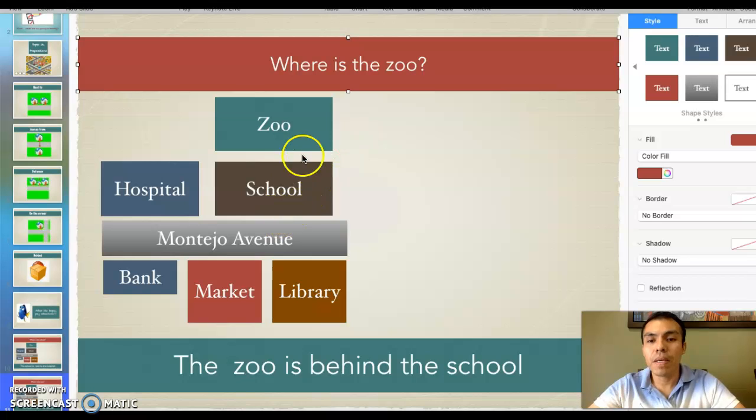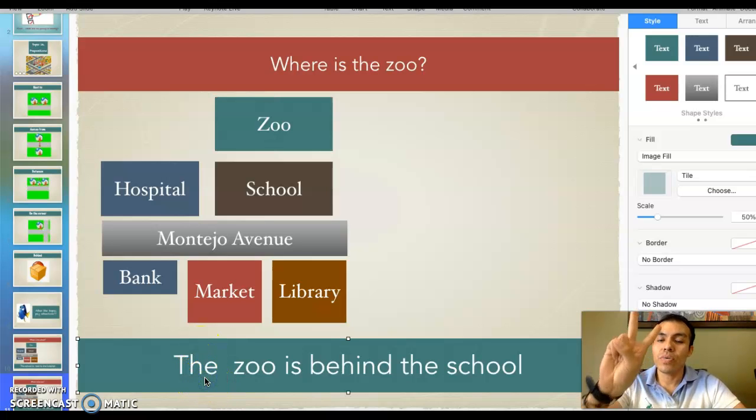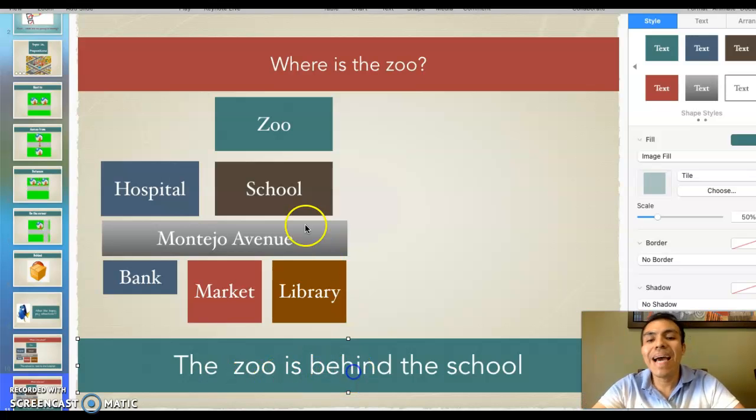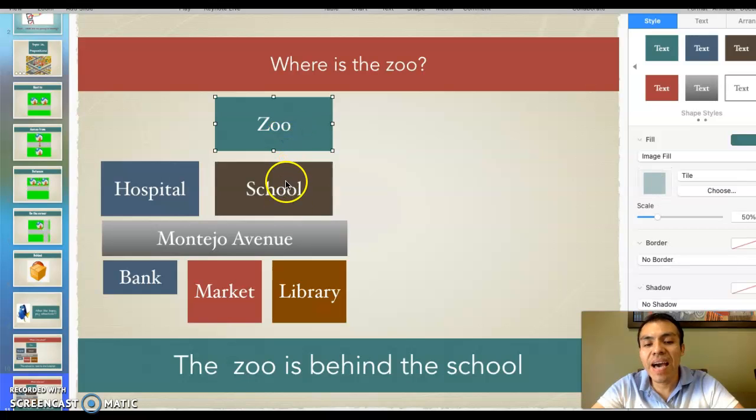Next. Where is the zoo? Observe the map. Zoo in color green. The answer is number 1, the zoo. Number 2 is. Number 3, behind. The zoo is behind the school. Okay?